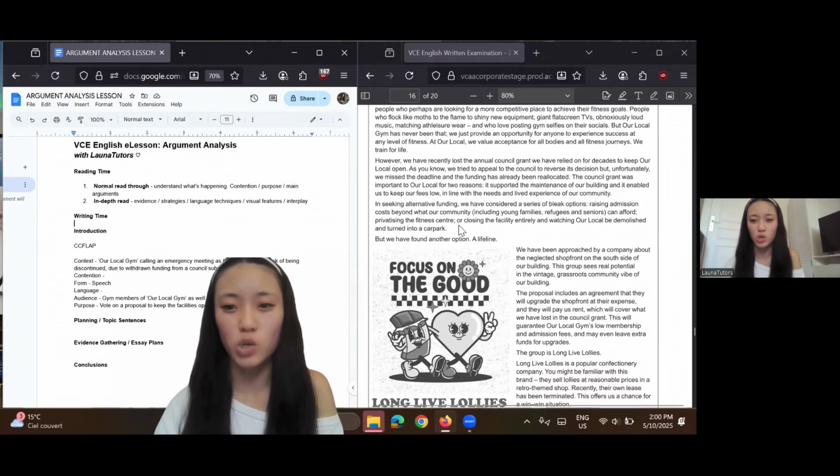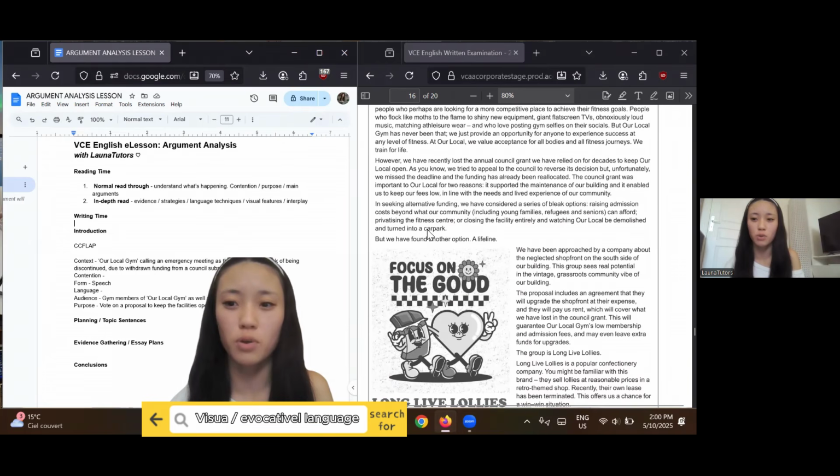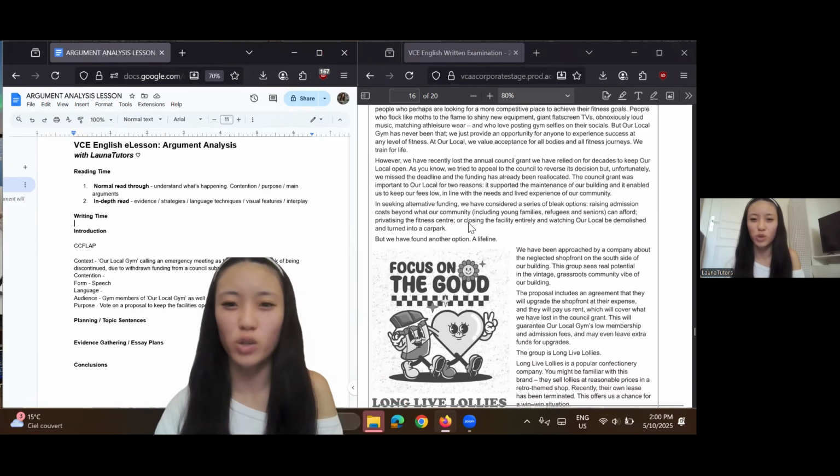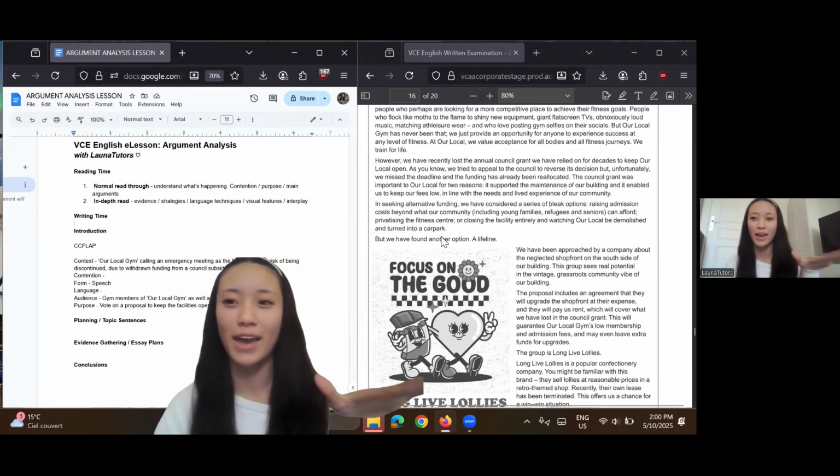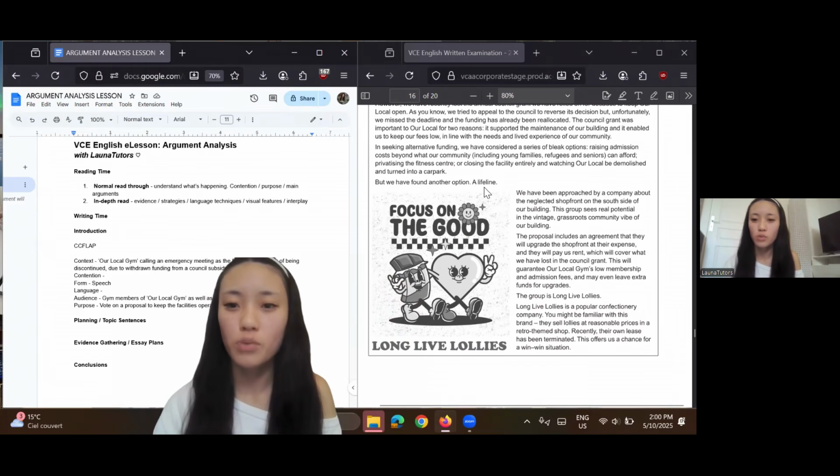Privatizing the fitness center or closing the facility entirely and watching our local be demolished and turn into a car park. Ooh, look at the language, demolished. Car park, right? Where the visuals here is like flattened. But we have found another option, a lifeline.